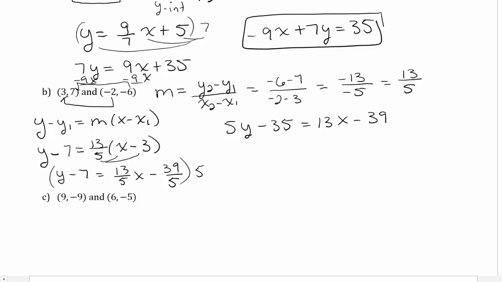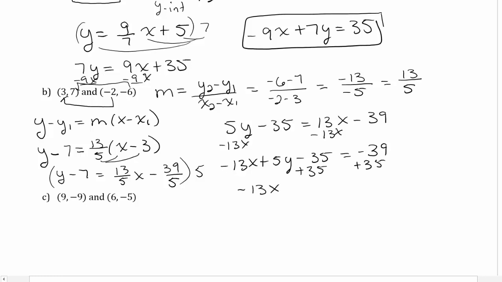So now we want to gather up the variables on the left and the plain old numbers on the right. So subtract 13x from both sides. We get negative 13x plus 5y minus 35 equals negative 39. And the last thing is to add 35 to both sides. So we get negative 13x plus 5y equals negative 4.